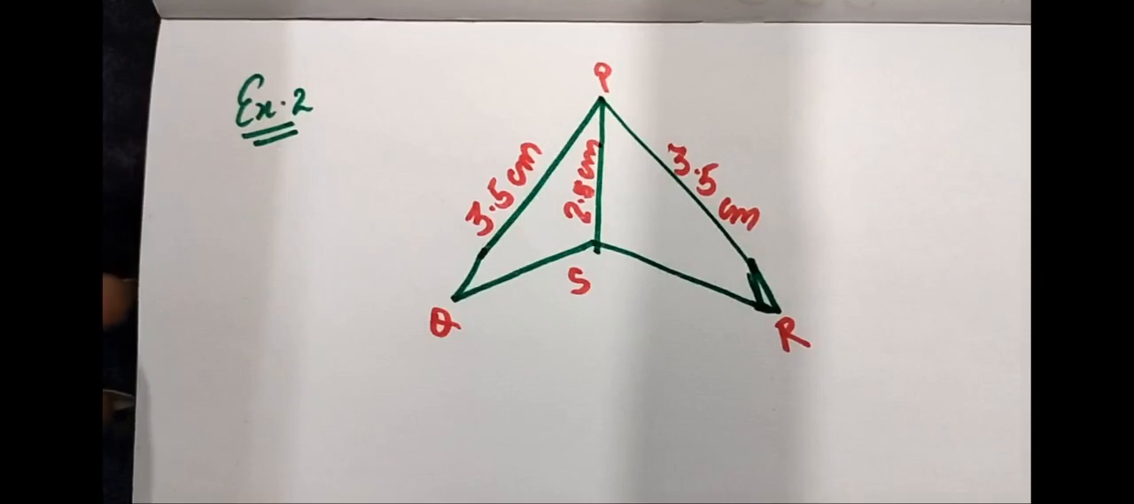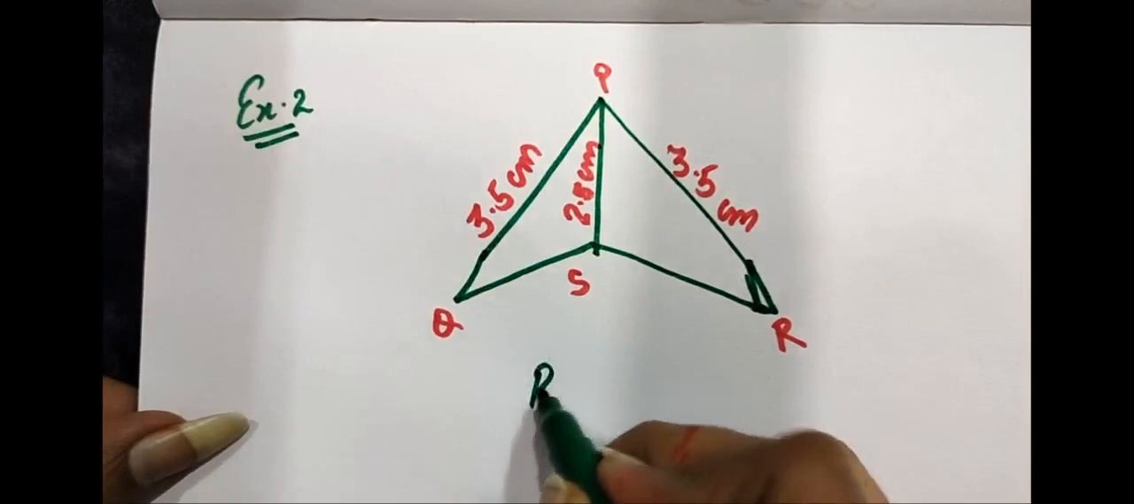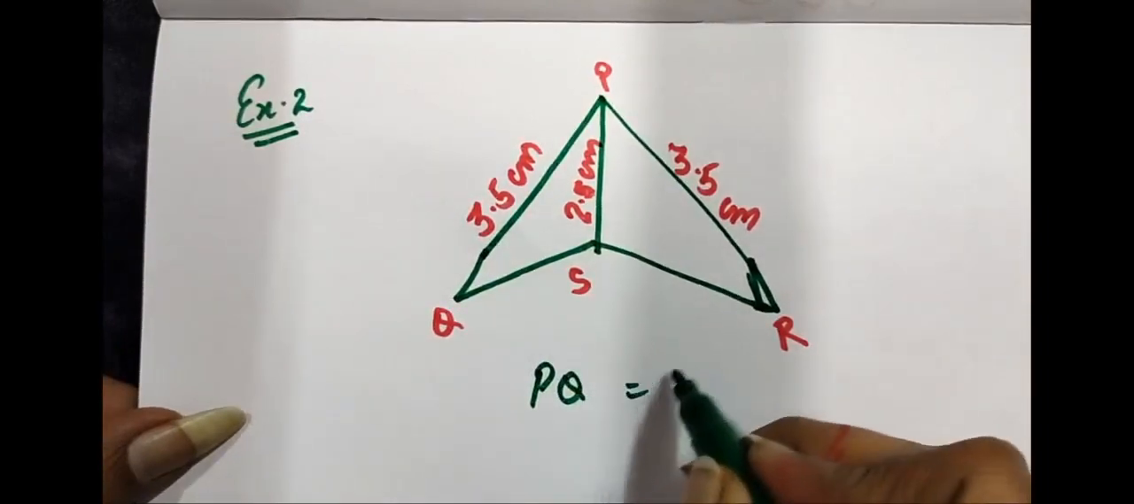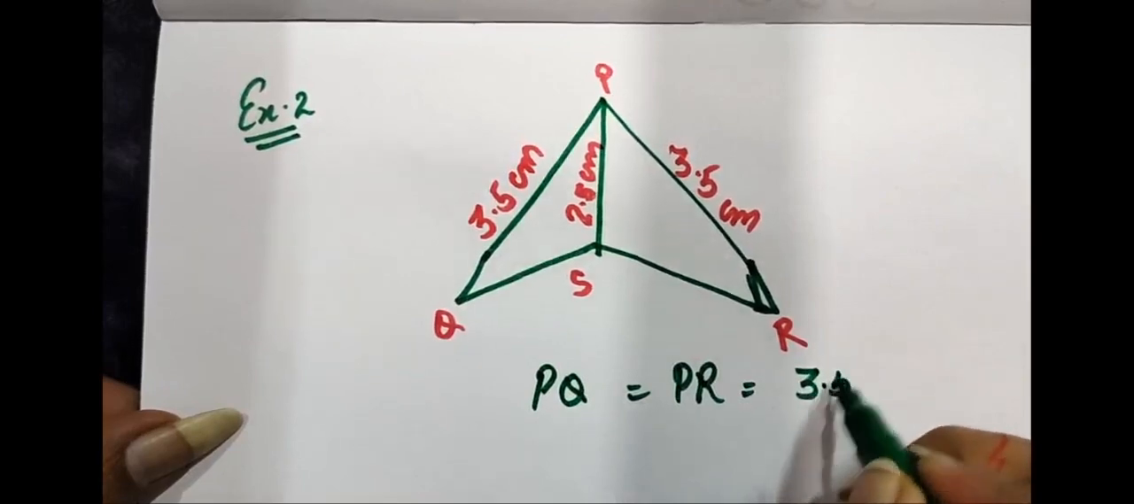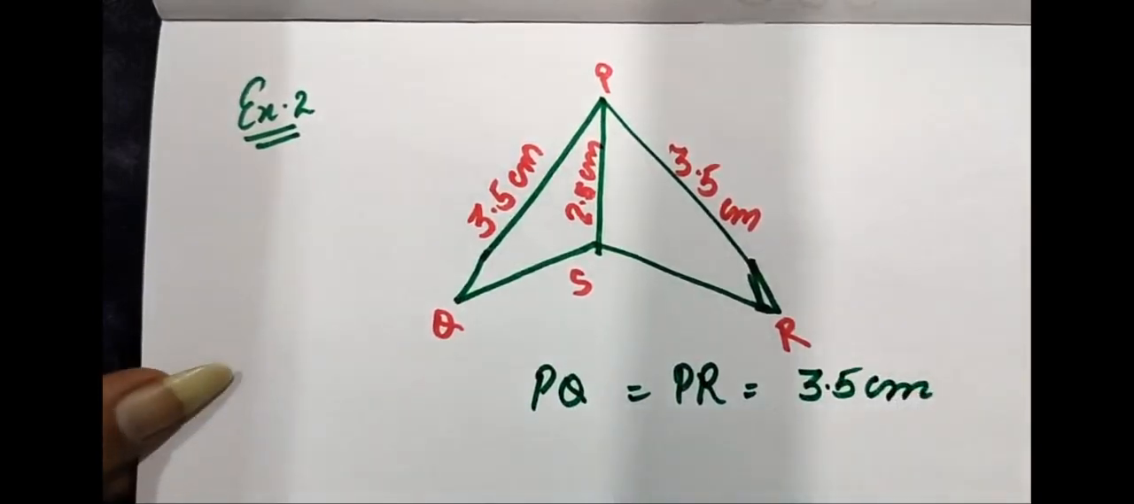Here we have to check if this triangle is congruent by SSS congruence condition. If yes, you have to write down the triangle in symbolic form. So what we have to do? We have to check the corresponding parts. Are they equal? So here we can check PQ is equal to PR. Why? Because it is 3.5 centimeter. Both are 3.5.